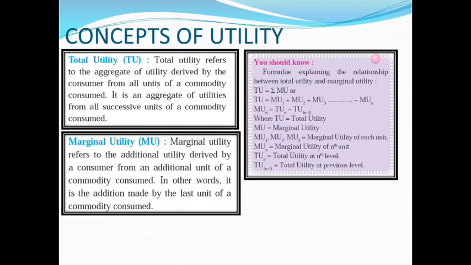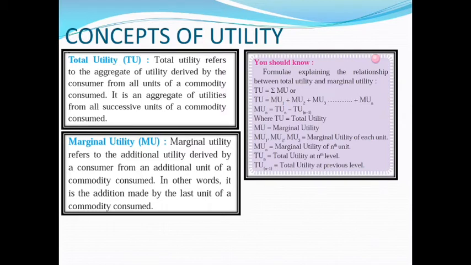TU and MU, or we can say total utility and marginal utility. Remember, my dear students, total itself says addition or sum of all utilities. Total utility refers to the aggregate of utility derived by a consumer from all units of a commodity consumed.